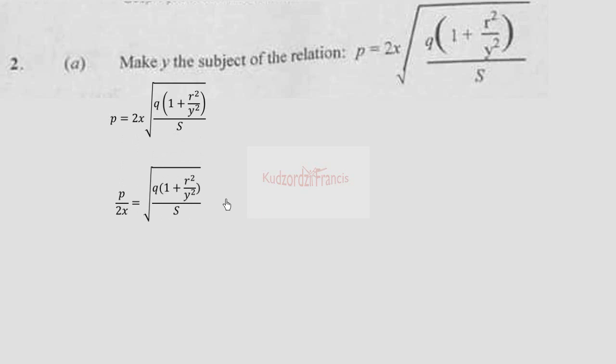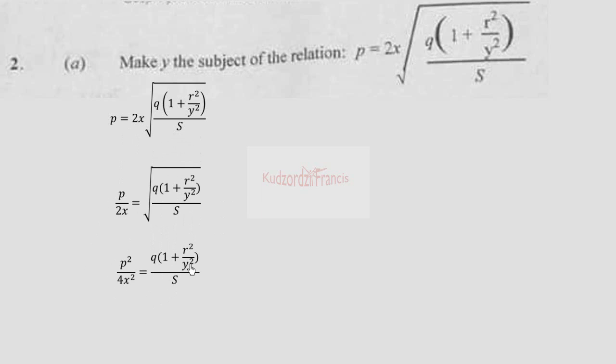Make y the subject of the relation p is equal to 2x all square root of q into 1 plus r squared over y squared all over s. So we don't have one approach, but this is how you can do it. We square both sides. Someone can decide to divide both sides by 2x first. Someone can also decide to square both sides first. You'll still get the same result. So let's divide both sides by 2x, and now we can square both sides. So when you square both sides, p squared will give you p squared, and 2x squared will give you 4x squared.